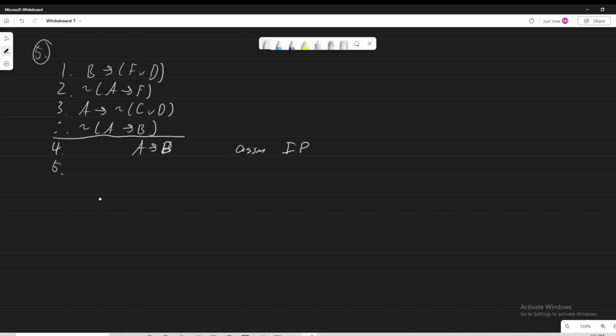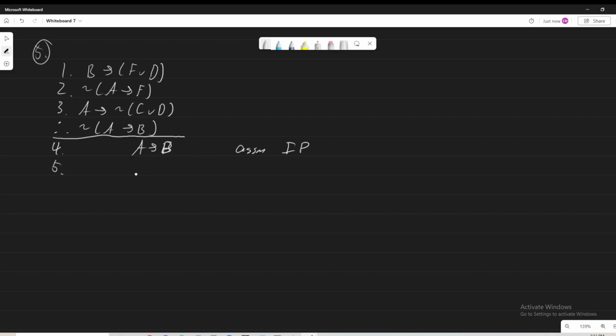Now you'll notice immediately that we can't use any of our inference rules. Line 3 is a conditional. You don't have the antecedent or the opposite of the consequent. Line 2 is a negated conditional. We don't have a rule for that, but we'll be able to manipulate that a bit. And line 1's a conditional, and we don't have B or the opposite of F or D. So what we'll need to do is use a replacement rule to flip at least one of these around.